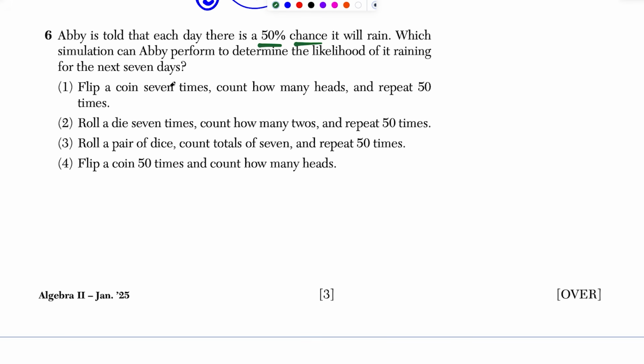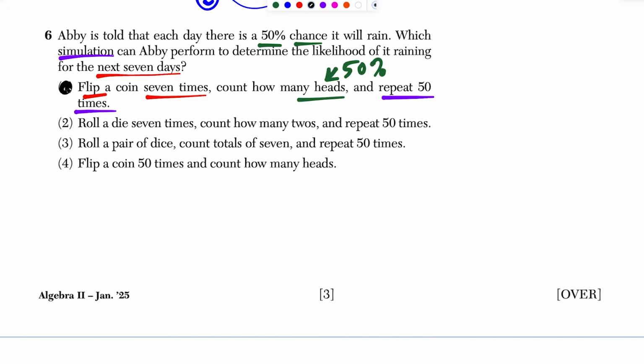Well, if we flip a coin and we count how many heads, there's a 50% chance of getting heads when you flip a coin. Okay, so right now the probabilities are matching. And then they're saying here that we're looking for a simulation to perform to determine the likelihood of it raining for the next 7 days. Okay, and notice that they're saying Abby could flip the coin 7 times. So these events here are matching up as well. And then if the goal is to perform a simulation, notice the simulation part is matching up with repeating it 50 times. So choice 1 is looking good right away.